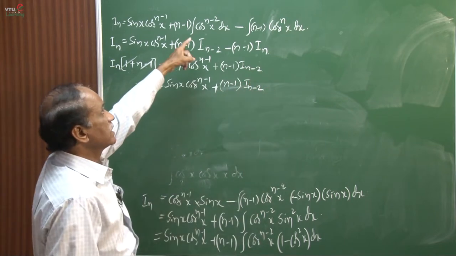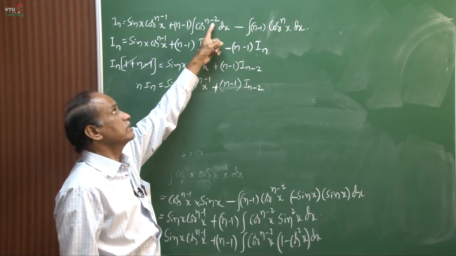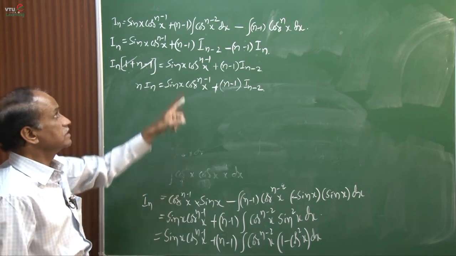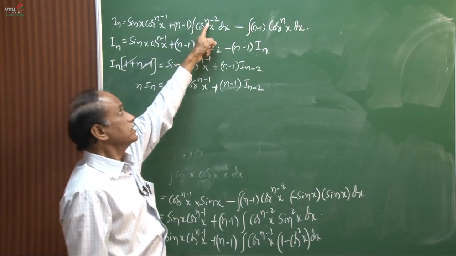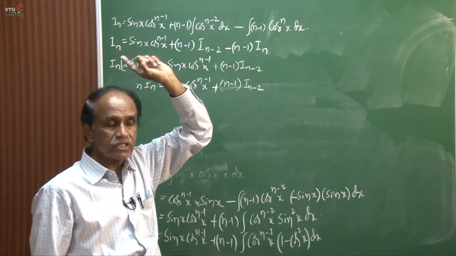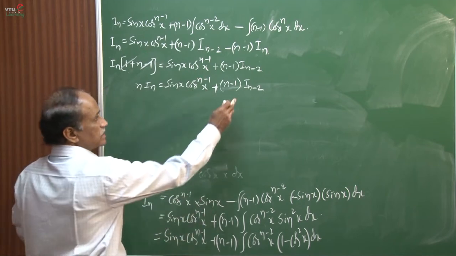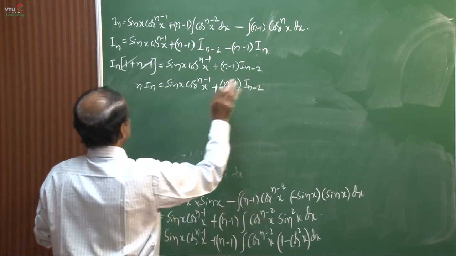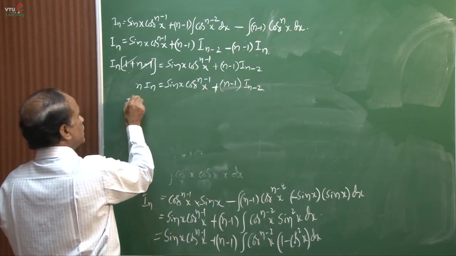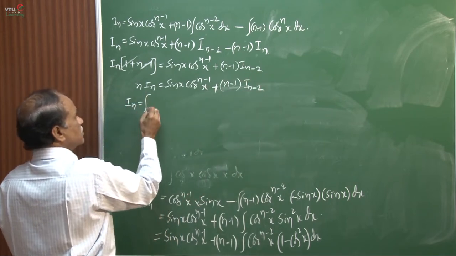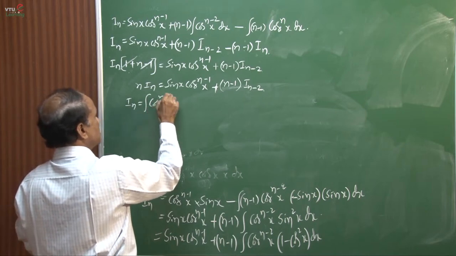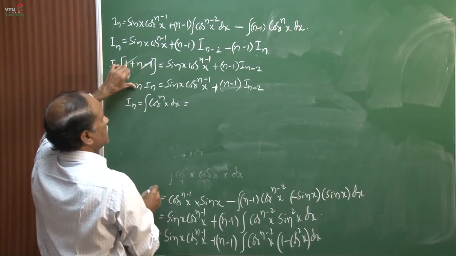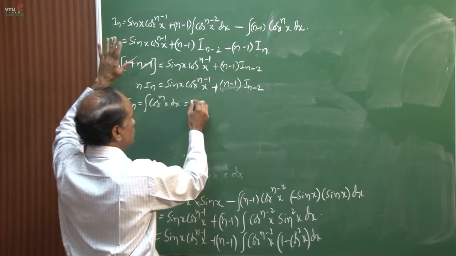Why I have taken this symbol as I n minus 2? Because cos to the power n minus 2. Whereas the cos to the power n x is I n, in place of n you have the term n minus 2, therefore replacing that bottom suffix n by n minus 2. Now what is this finally? I n is equal to integration cos to the power n x dx is equal to, this n goes as denominator for both the terms.